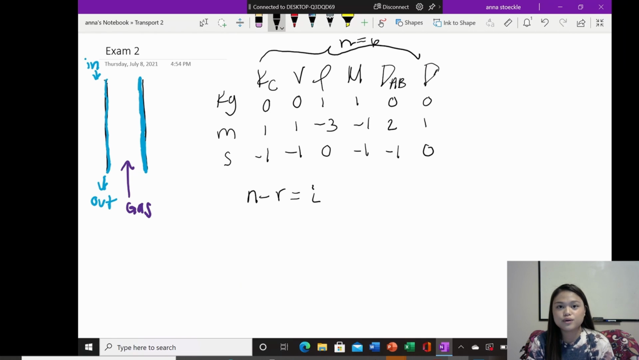Okay, so now that we know the rank of this design matrix, we want to do the number of variables minus the rank, which is what we found to be 3. And we get that we are going to have 3 dimensionless groups.